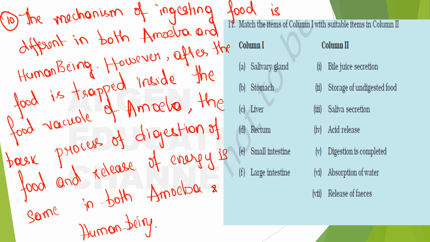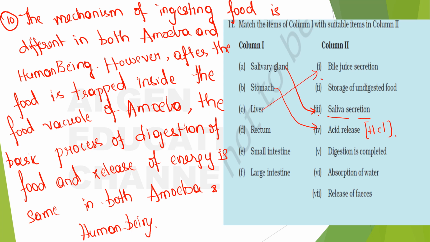So, next, what is this one? Match the items of column 1 with suitable items in column 2, right? So, salivary gland. What does the salivary gland do? Salivary gland is for saliva secretion, right? Then, next, stomach. What does it do? It will release the acid. What acid does it release? Hydrochloric acid, right? And how about the liver? Liver is used in bile juice secretion, right?